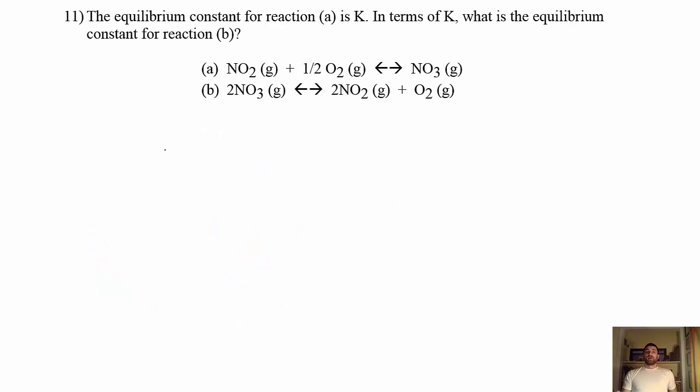11. The equilibrium constant for reaction A is K, and it wants to know, well, what is it for reaction B? Well, let's compare them. Let's see what's different. We got NO2, 1/2 O2 giving me NO3. Here I got 2 NO3 giving me 2 NO2 and 1 O2. So we flipped it, and we doubled it.